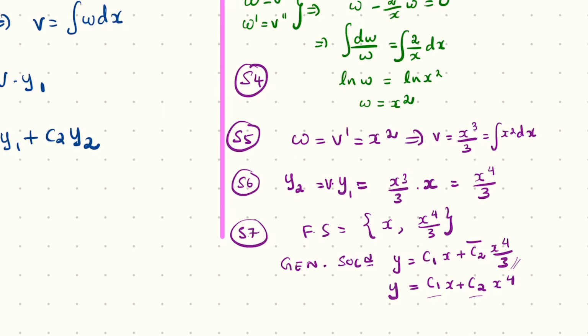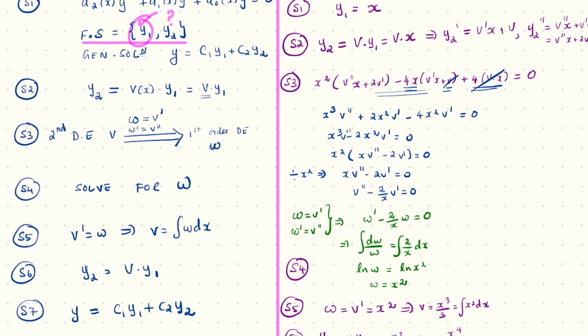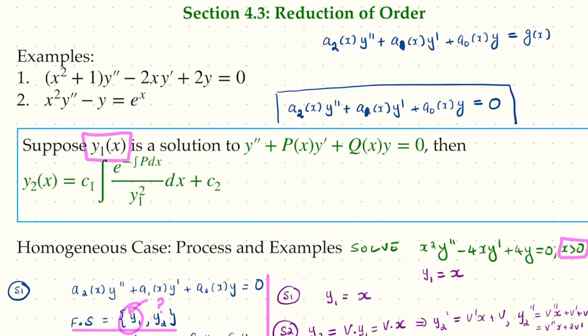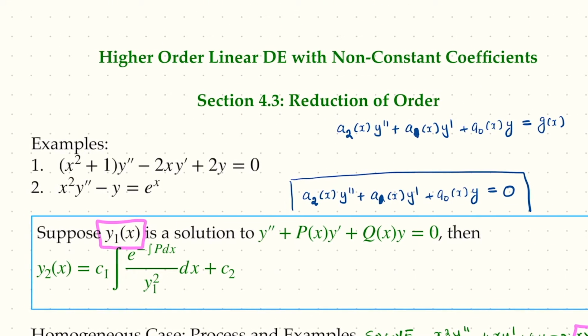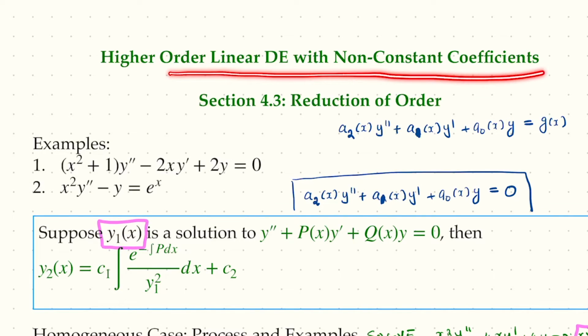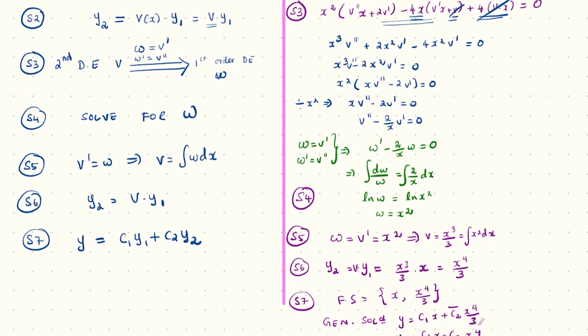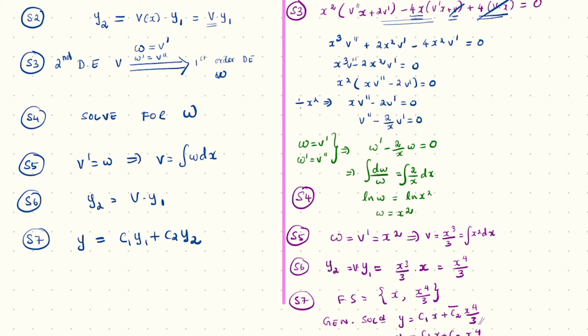The same reason, because it will be taken care of eventually anyway. And that's how we solve the homogeneous case of higher order, in this case second order, linear differential equations with non-constant coefficients using the reduction of order method. Again, we say it's the reduction of order method because this method helped us go from second order to first order. That's your reduction of order process right there.